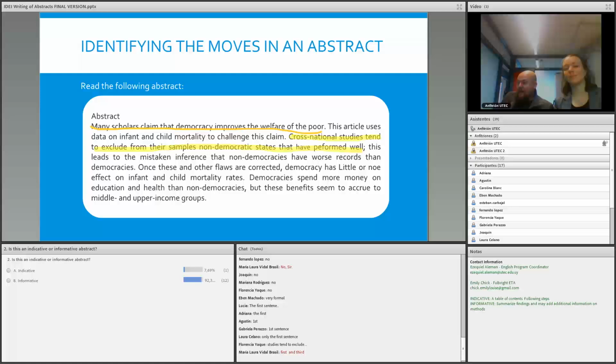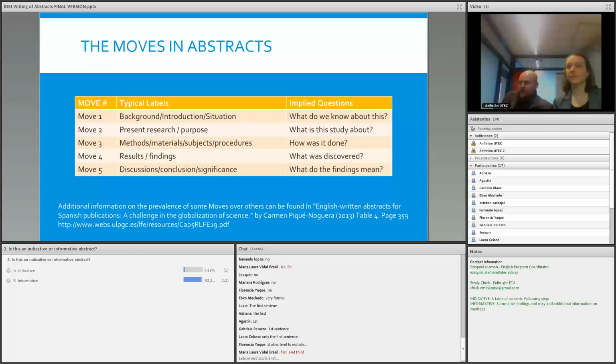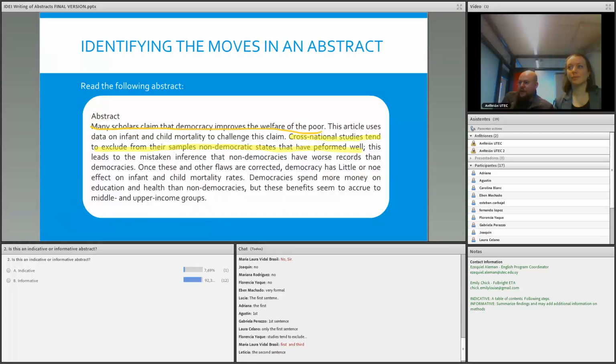Well, who can help me identify move 2? Remember that move 2, if we go back, means present research or purpose. I mean, what is this study about? Let's use another color. Where is the main purpose? Leticia says the second sentence. Thank you, Maria. Thank you, Evan. This article uses data on infant and child mortality to challenge this claim. This is their objective. They're going to use data to show us that even in democratic countries, the poor do not have a better life than in non-democratic countries.